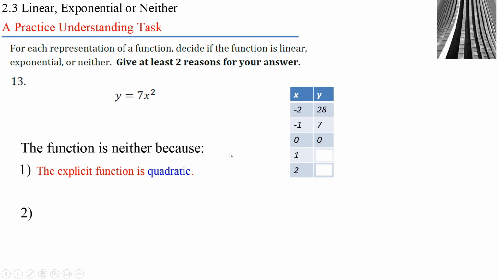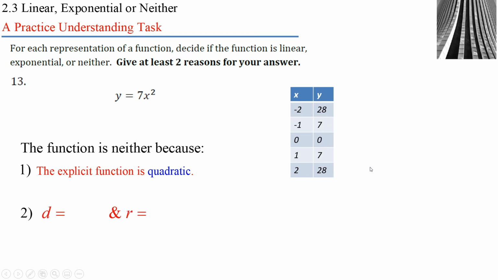And now watch what happens. If I square 1, I get 1 times 7 is a 7. And if I square 2, I get a 4 times 7 is a 28. Quadratics have what we call symmetry. That's why you see it's decreasing 28, 7, 0. And then it's increasing from 0 to 7 to 28. A quadratic function will always do something like this.